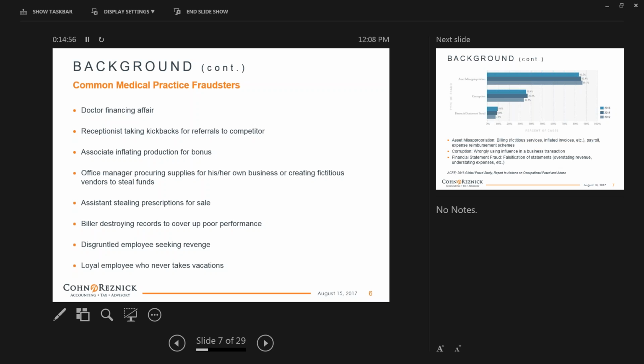It could be an assistant stealing prescription pads. We've heard numerous, way too many cases of that over the years.